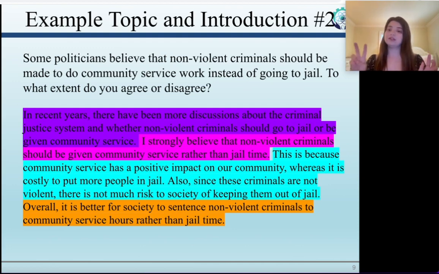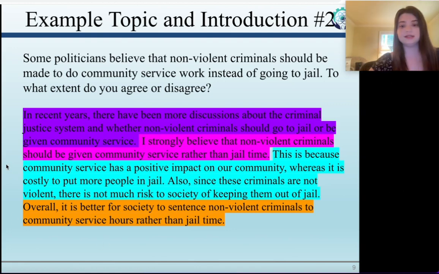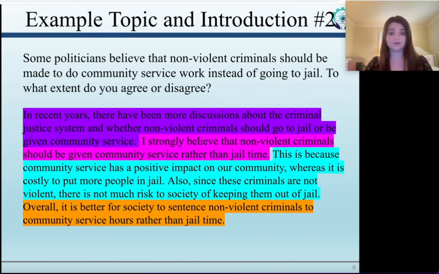Okay, so the main two things we need to bring into our main body paragraphs are number one, the blue part, right, which is our reasons, because those two reasons are going to be restated as the topic sentence of each of our body paragraphs. And then also, we need to connect all of our points back to our thesis. So we need to show in our body paragraphs that in some way it is better for society, in our opinion, for nonviolent criminals to get community service rather than jail time. We have to connect our arguments back to that main point. Okay, so let's do that.